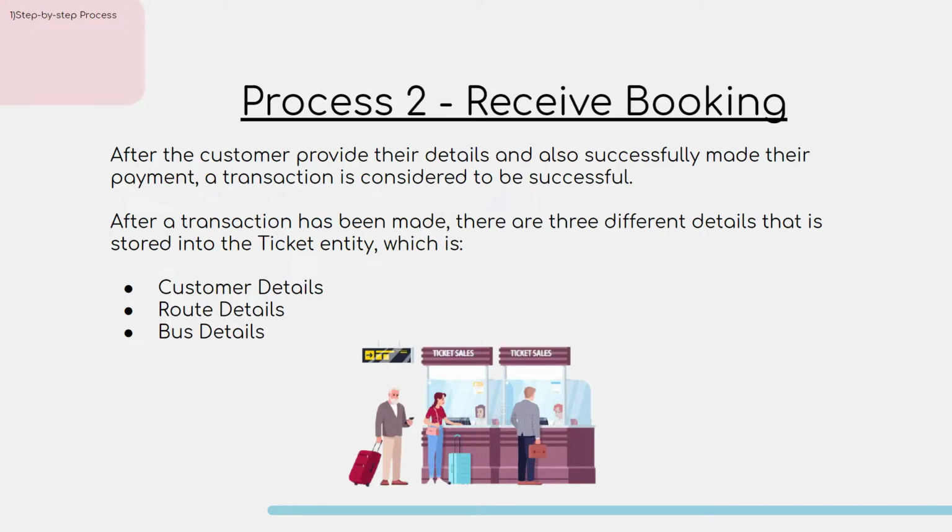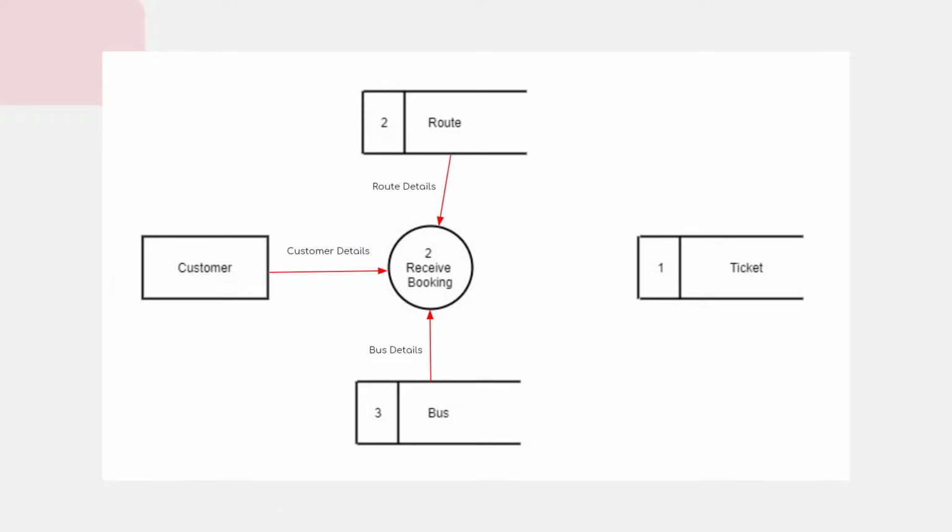So the second process is receive booking. After the customer provides their details and also successfully makes their payment, the transaction is considered successful. After the transaction has been made, there are three different details that are stored into the ticket entity, which are customer details, route details, and bus details. Firstly, the route details are obtained from the route entity, the customer details are obtained from the customer themselves, and the bus details are obtained from the bus entity.